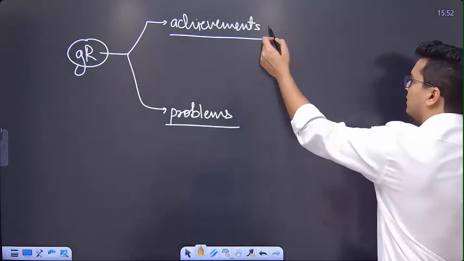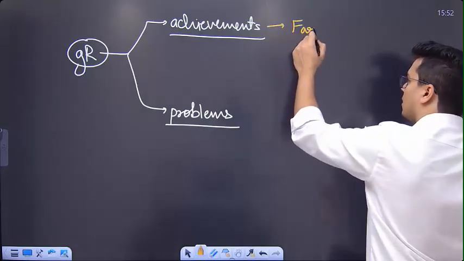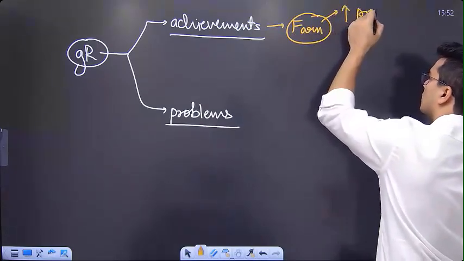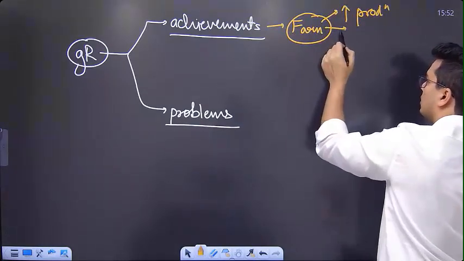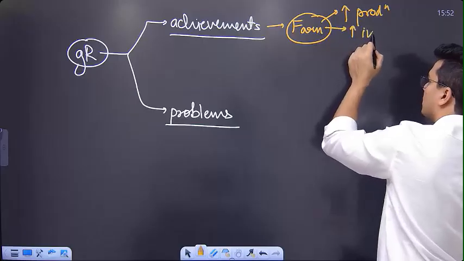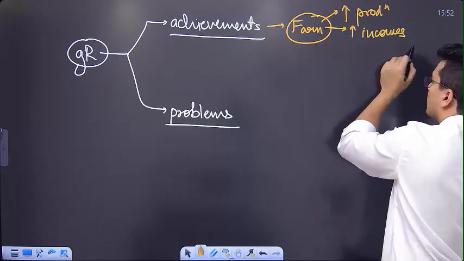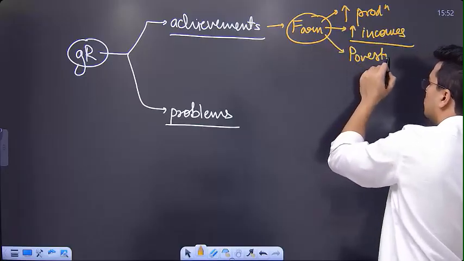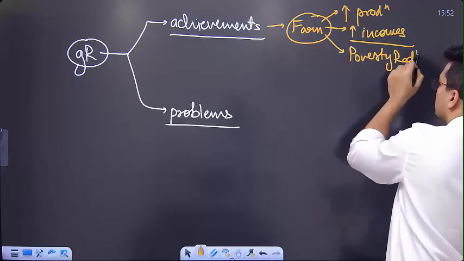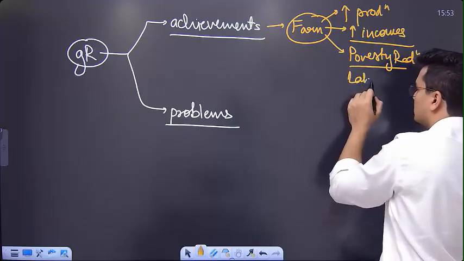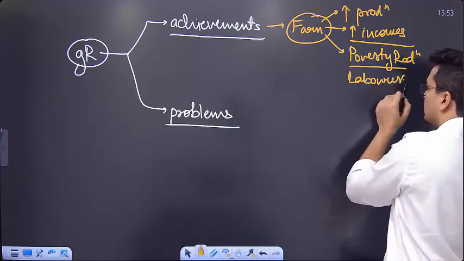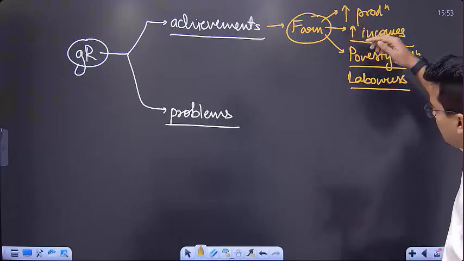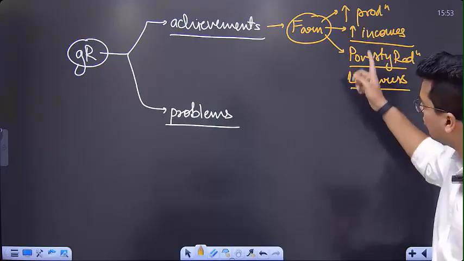At the farm level, it was able to increase production. It was able to increase farmer incomes. It was also able to do poverty reduction. Why was it able to do poverty reduction? Because there was now need of more laborers in the farms. So people who owned land got better incomes, and people who did not own land got opportunities to work at the farm.